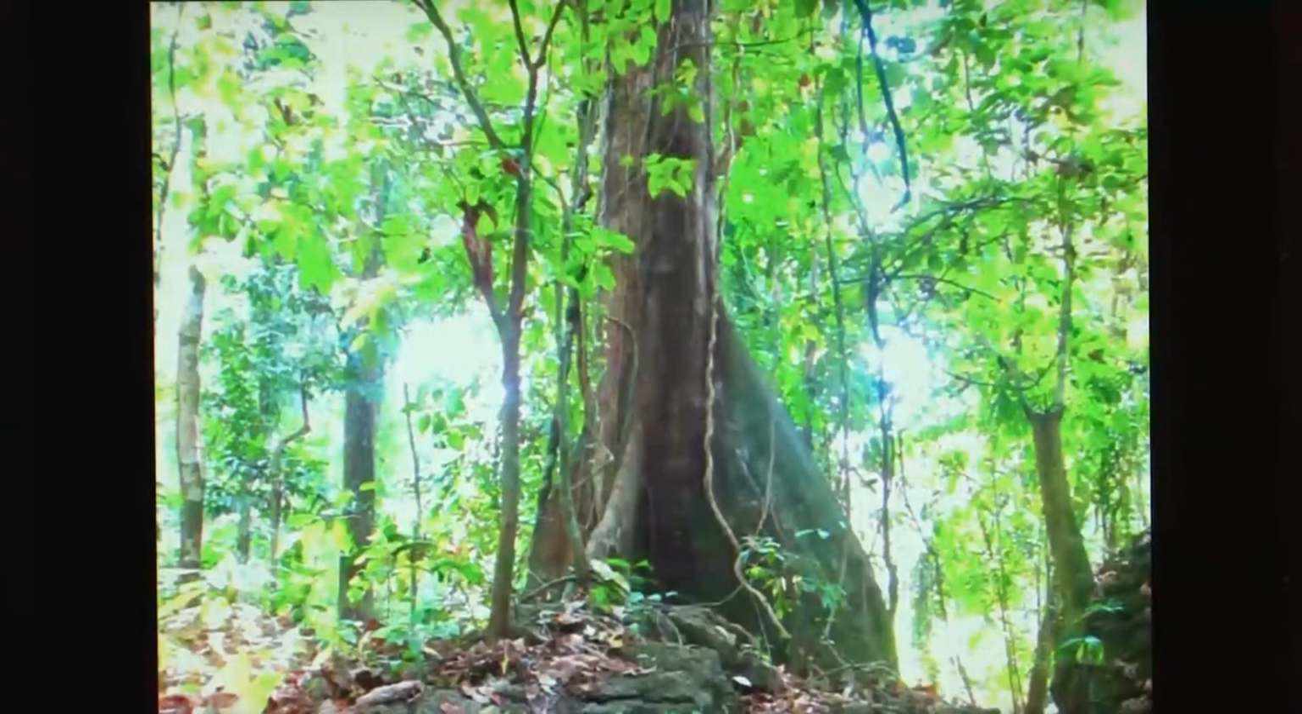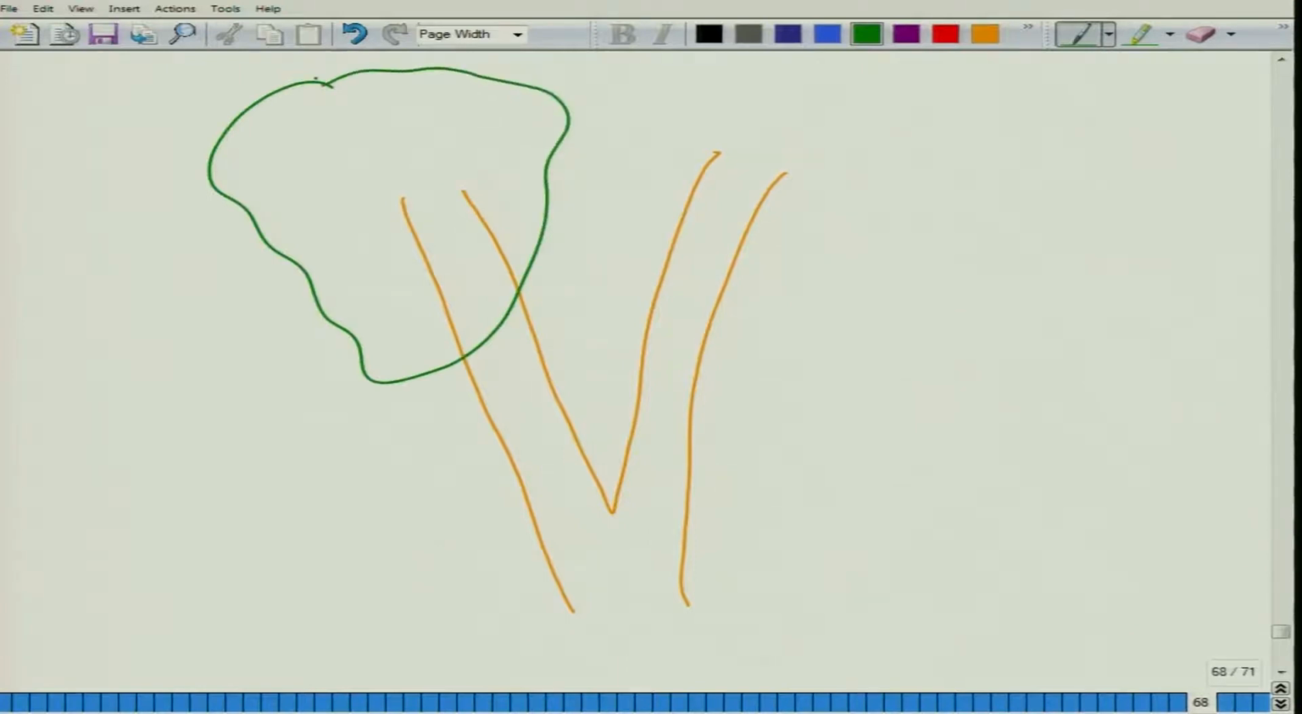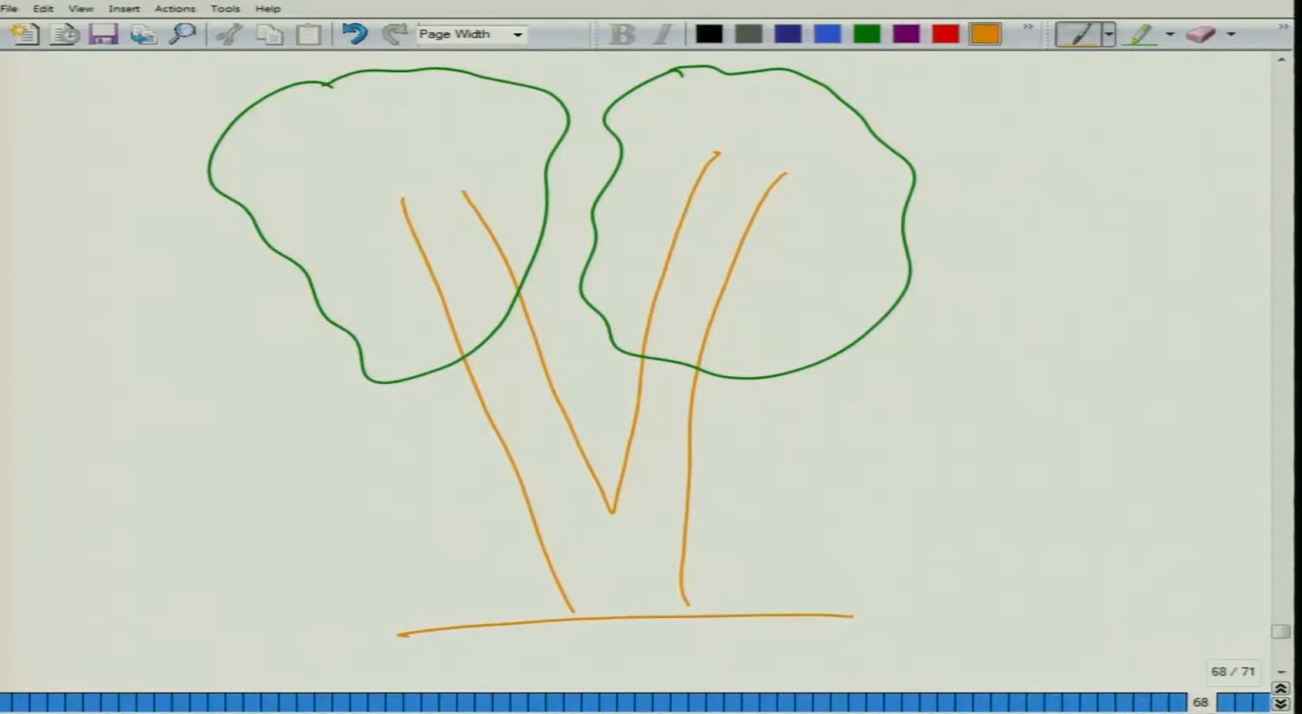Now, another rule tells us what to do in the case of forking. As we saw in a previous slide, forking means that if you have a tree and its main stem bifurcated into two parts to give you these two forks. So, this is your fork 1 and this is your fork 2. In this case, how do we measure the DBH?